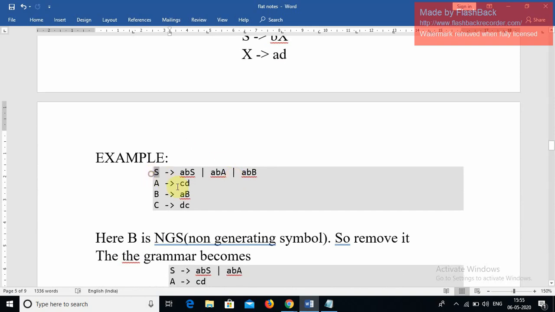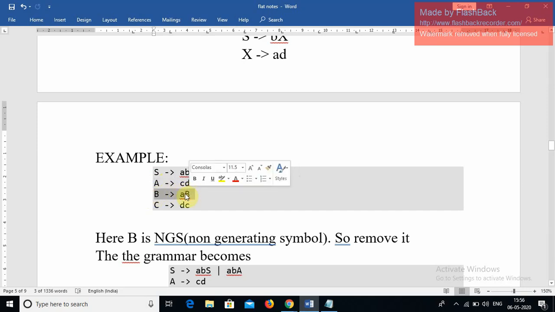So this is the grammar we have. Here we have to find the useless symbols. Useless symbols means one is non-generating symbols, the second one is the non-reachable symbols. So from S, we are going to S, A and B. A to CD. CD is nothing but terminals. For B we don't have any terminal symbols. A produces terminal symbols CD. Why? Because they are small case. B doesn't produce any terminal.